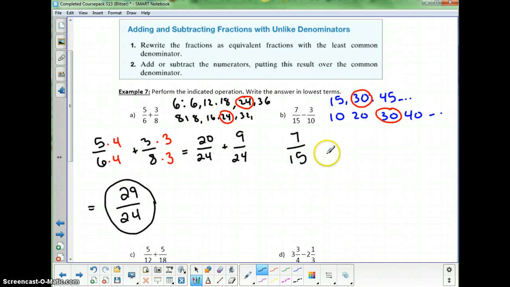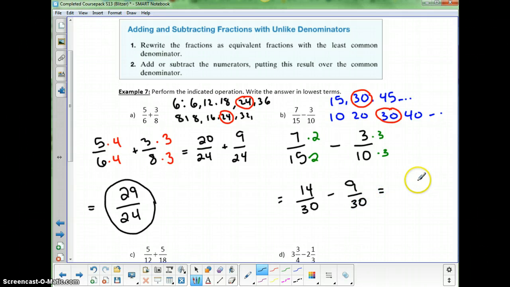So I'm going to rewrite these again, 7/15 and 3/10. Now these steps right here, you would definitely want to show on paper. You're going to multiply this one by 2, multiply the top by 2 as well, and 10 times 3, so multiply that one by 3 to get to 30. So this would be 14 over 30 minus 9 over 30 equals 14 minus 9 is 5 over 30.